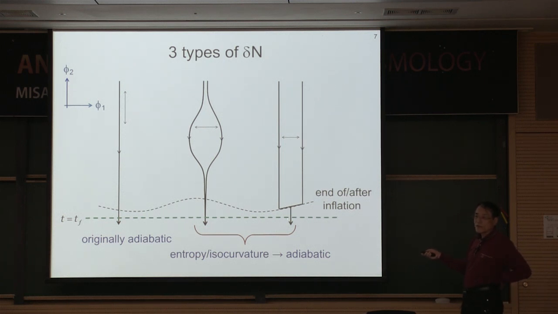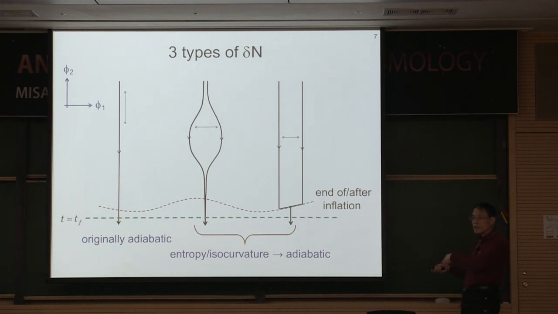One typical example is the so-called curvaton model. The curvaton is essentially purely isocurvature during inflation, but after inflation it starts to dominate, and when it decays, it determines the final amplitude of the curvature perturbation. So in this case, seemingly isocurvature becomes a real adiabatic perturbation in the end.